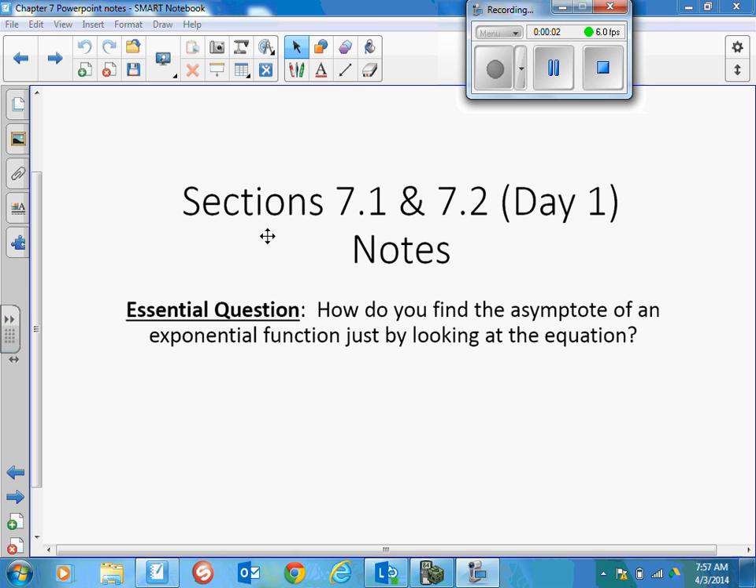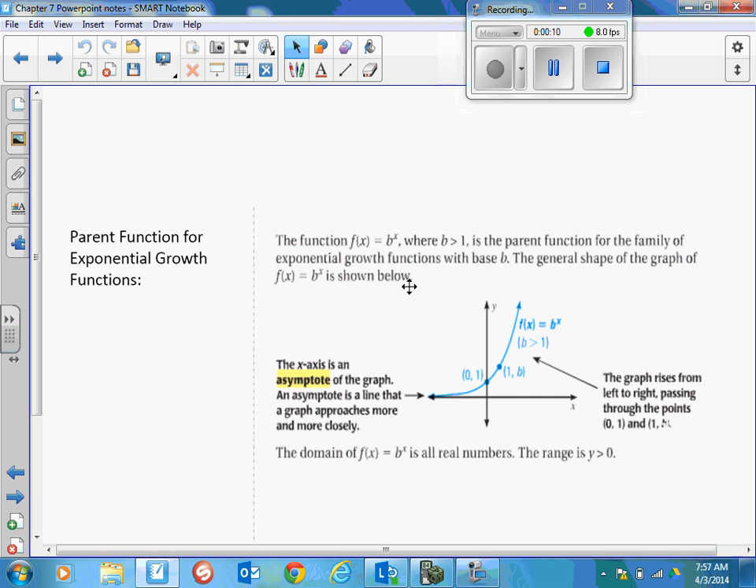Okay, section 7.1 and 7.2, day one notes. Essential question: how do you find the asymptote of an exponential function by looking at an equation? Parent function for exponential growth function: f of x equals b to the x, where b is greater than 1.